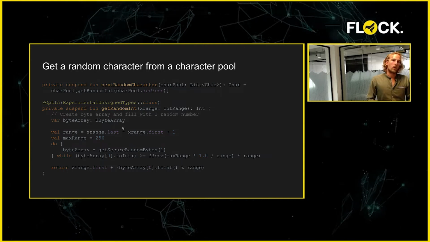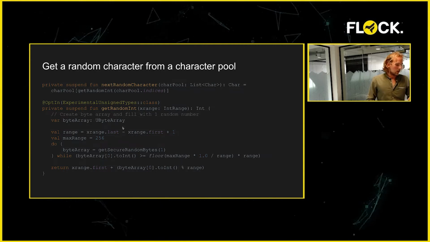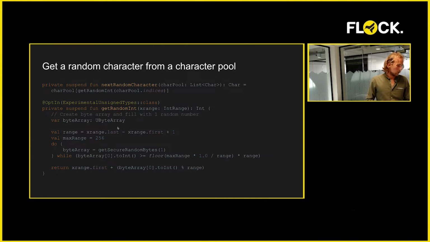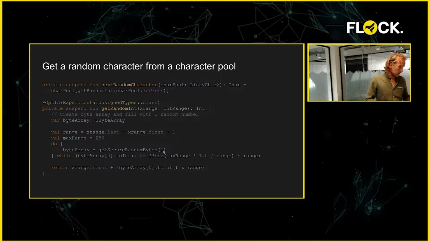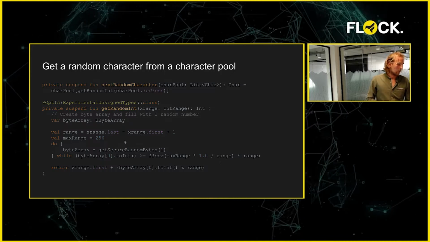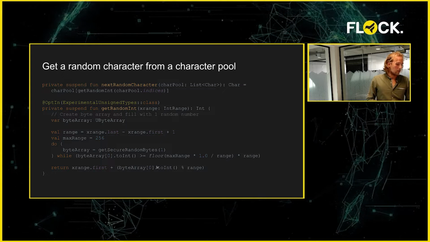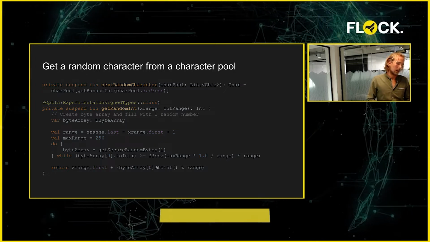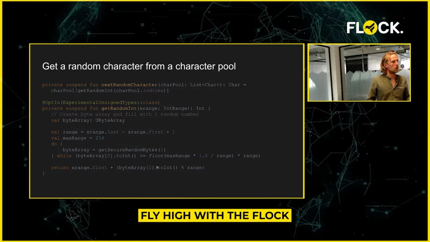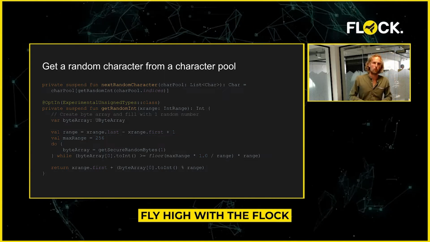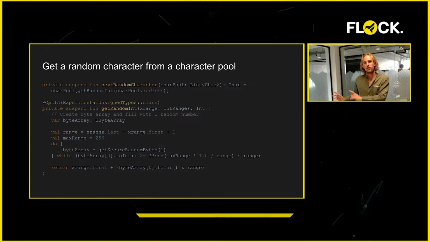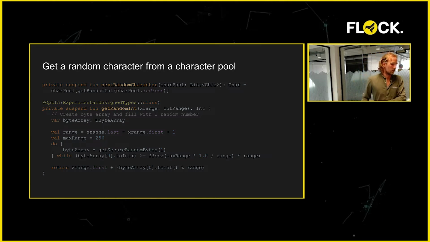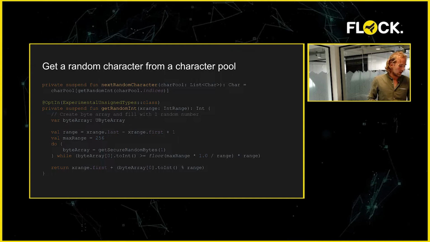Then we already start to get into a little more complicated stuff. I'm not going to go into detail, but essentially what this is doing is saying I want to get a secure random byte from somewhere, and I want to do that until I make sure that the byte I get back is nicely distributed over the range that I'm requesting it for. We could go into detail about this, but that's not the point I'm trying to make during this presentation. We can come back to this in the questions at the end.